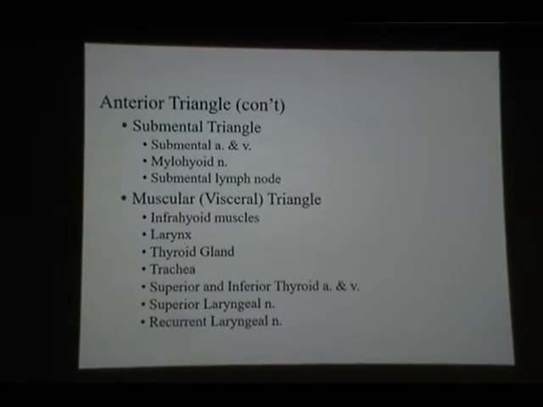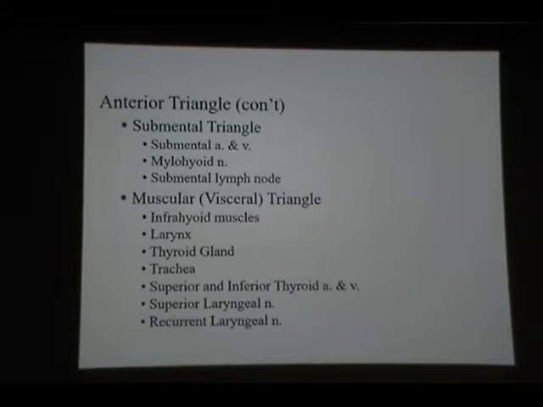Then there is a triangle that's underneath your chin. As the anterior belly of the digastric comes up to attach, basically from out here to here, it forms one of the borders of the triangle. The other border is the midline of the neck, and the third border is your hyoid bone. So this is below your chin, your menton: the submental triangle.